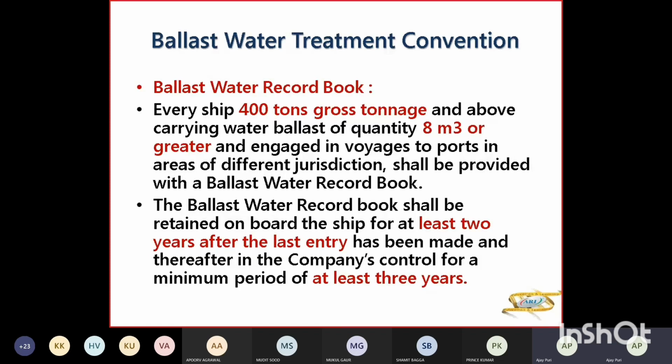So a ballast water record book should be provided for every ship of 400 gross tonnage and above, which is carrying ballast water of quantity 8 meter cubes or more and engaged in voyages to ports of different jurisdiction or different areas. So suppose you are in the US, on the East Coast, maybe in Houston, then you go to other states, because that's the United States and every state will have a different jurisdiction. So there you require a ballast water record book for coastal vessels also, which are going from one area to another area of different jurisdiction.